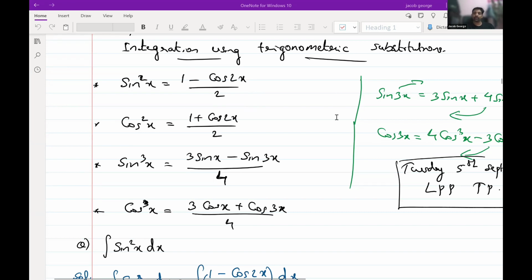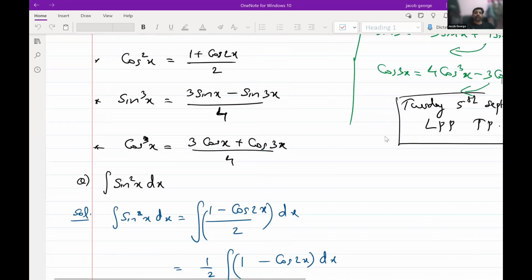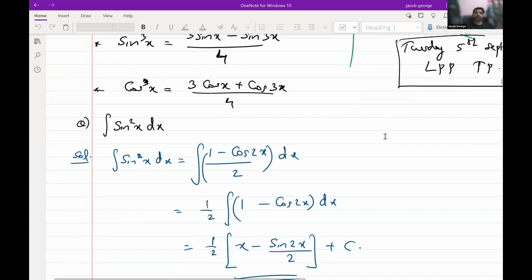Yes, sir, it is there in the formula paper. All these formulas are there in that formula paper. Then, for example, if you get sine square x dx, you will put that substitution. What is that substitution for sine square x? 1 minus cos 2x by 2. So then we write like this. 1 by 2 can be taken outside, and you get 1 minus cos 2x. Integral of 1 is x, and integral of cos 2x is sin 2x by 2. Is it clear? Yes, sir.